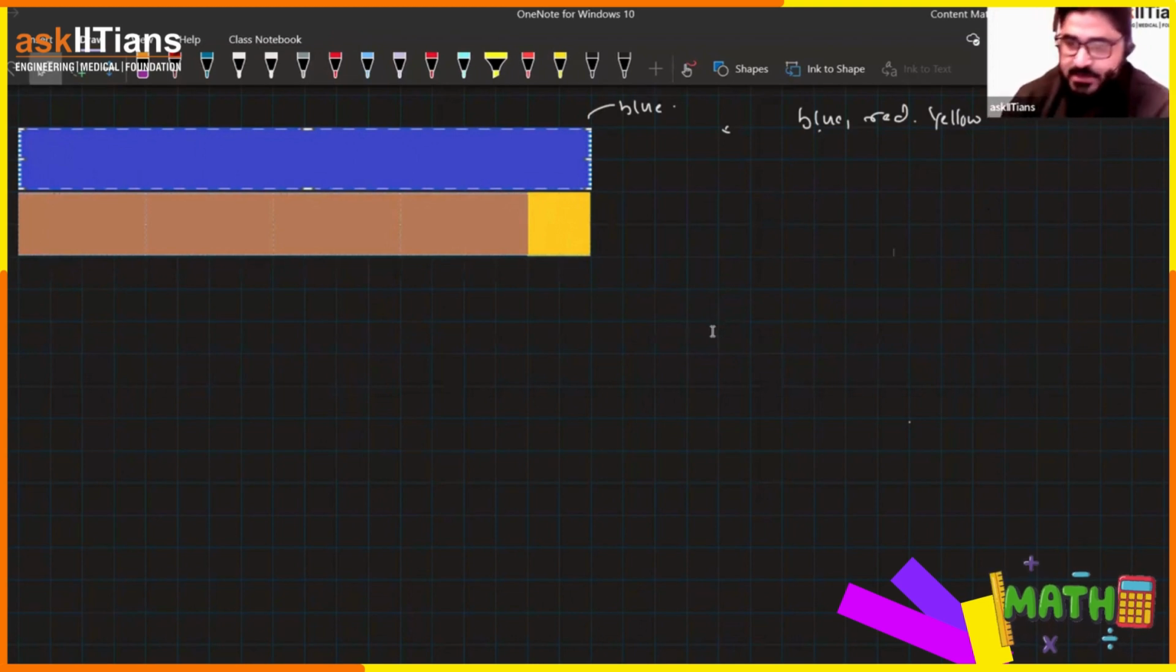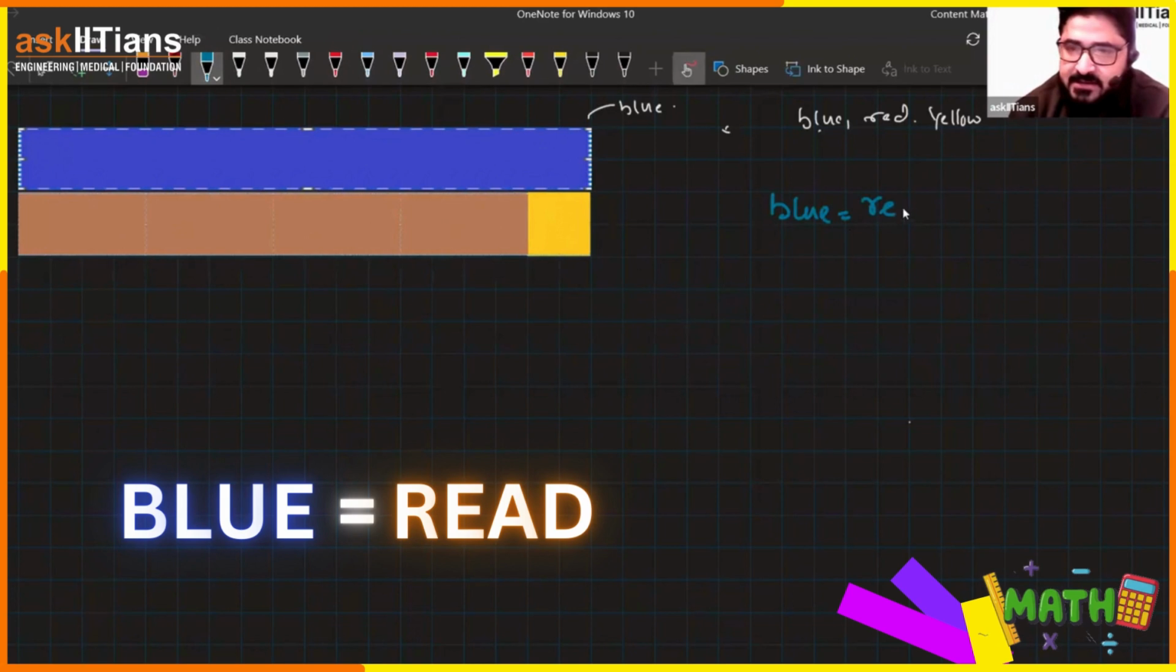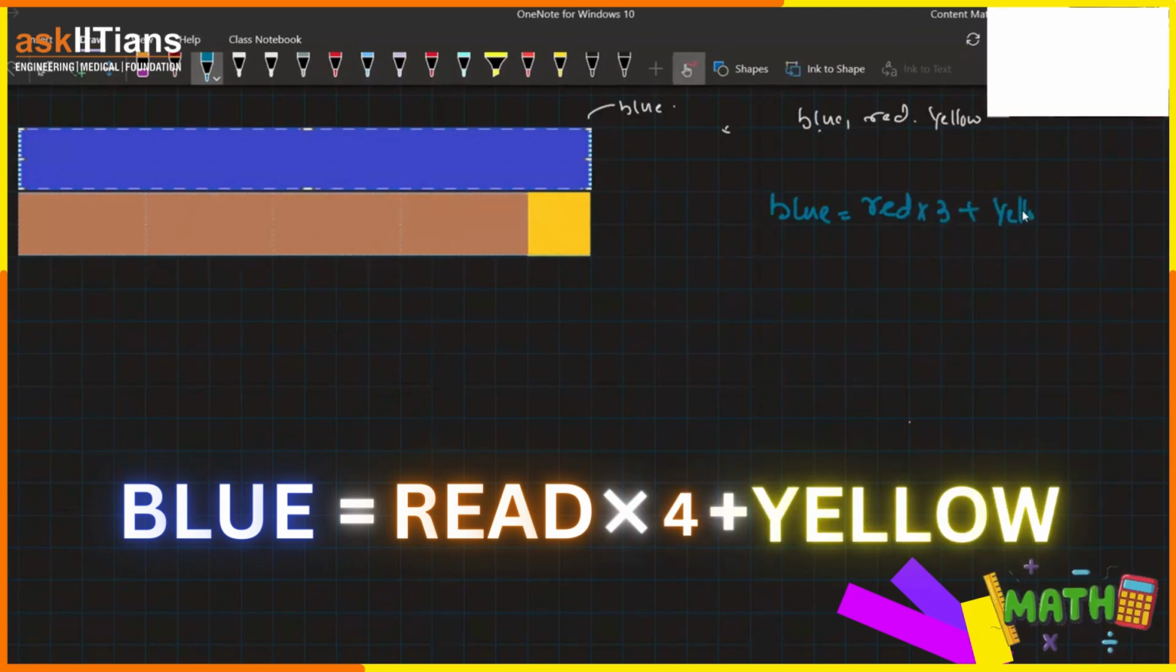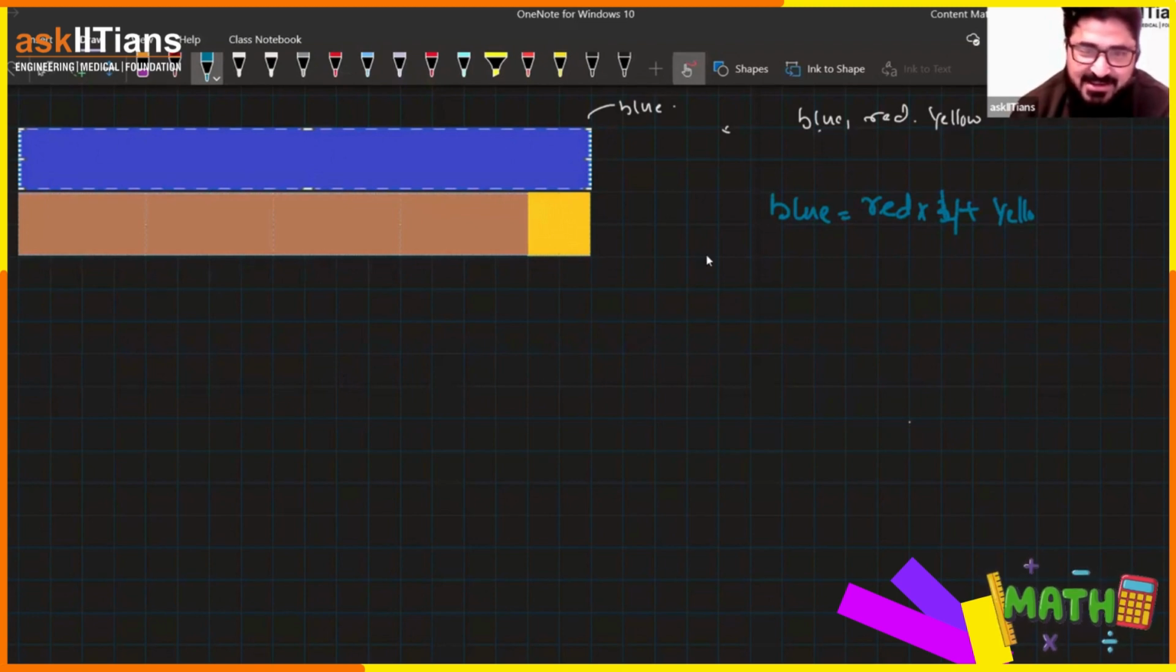Is this clear? You can see the blue strip. Can I say here blue is equal to 1, 2, 3, 4 red, that is red into 4, plus yellow? Can I say this? Isn't it, I wrote 4? Yes, I wrote 4. Just see properly. So this is how blue can be written.